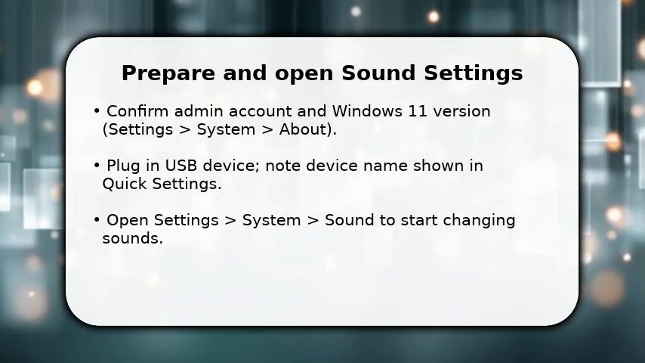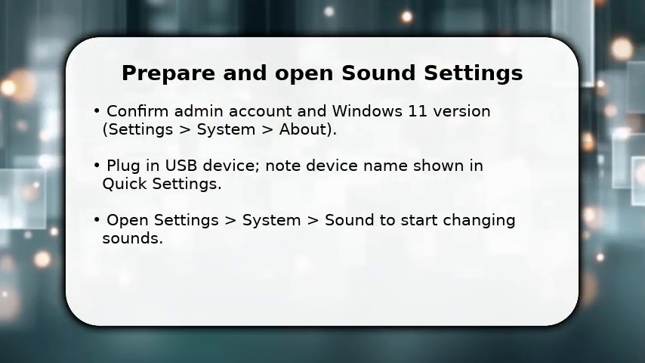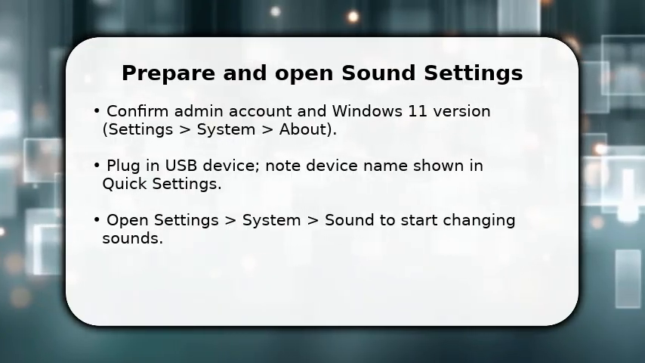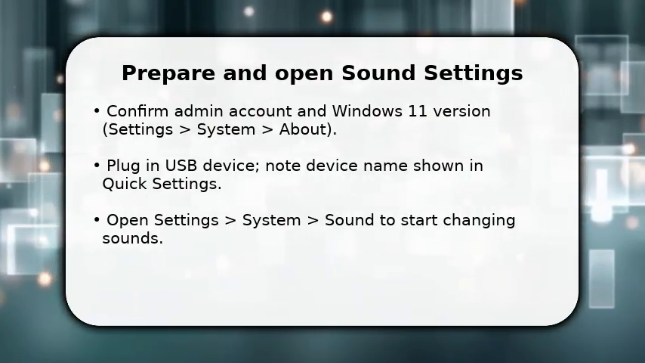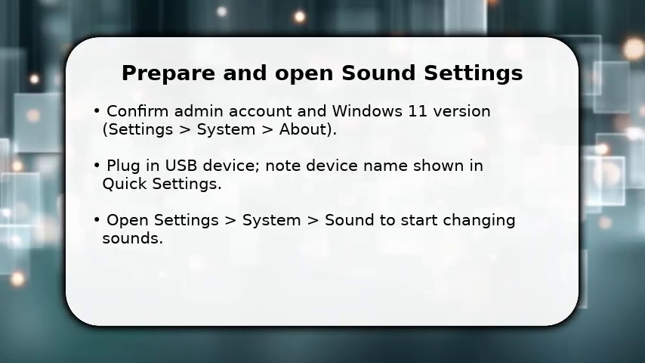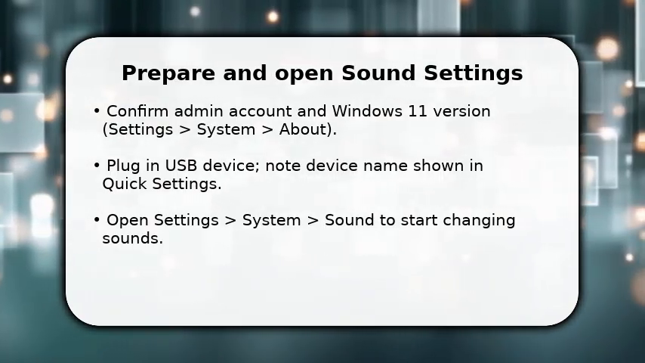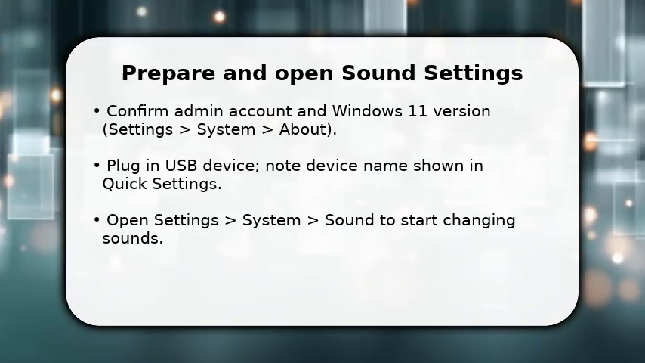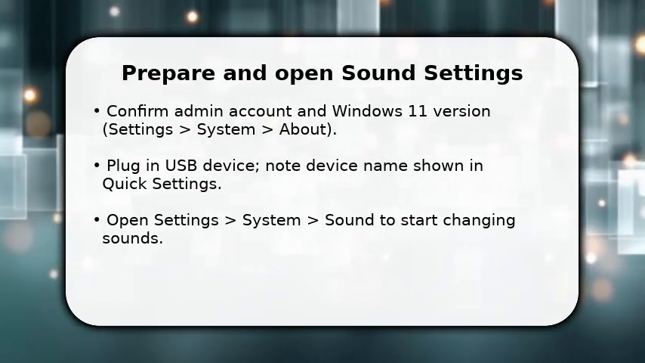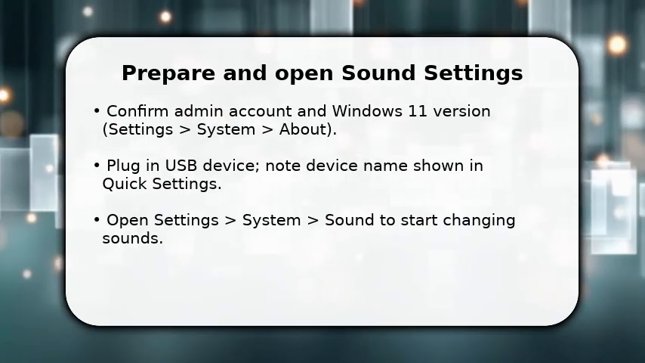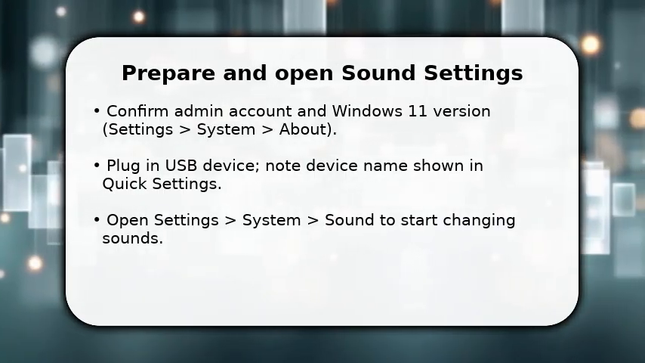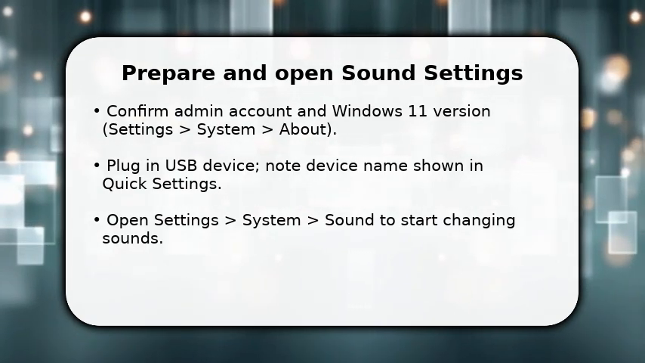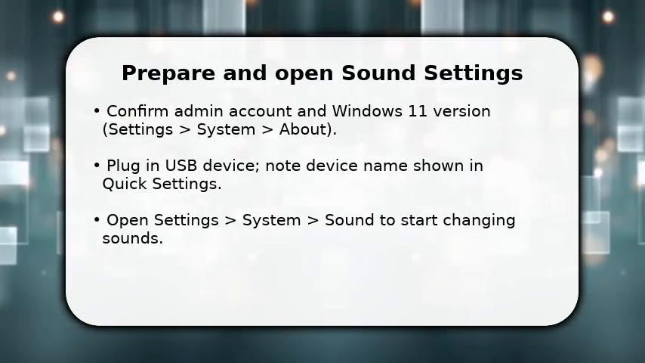You start by making sure you're signed into an admin account and your USB device is connected. This avoids permission errors. Once done, open Settings, go to System then Sound, and locate Input/Output device menus so you can see the connected USB name. Make sure the device appears in Quick Settings Speaker/menu. If it's absent, unplug and replug or try another port. This initial verification prevents wasted steps and lets you proceed directly to changing which sound event uses that USB device.